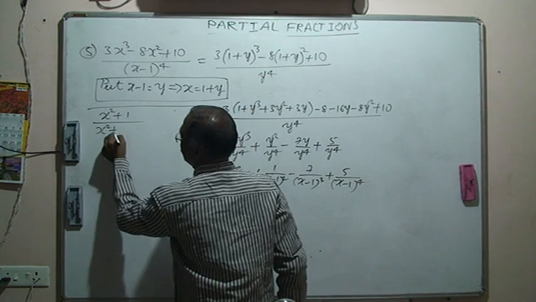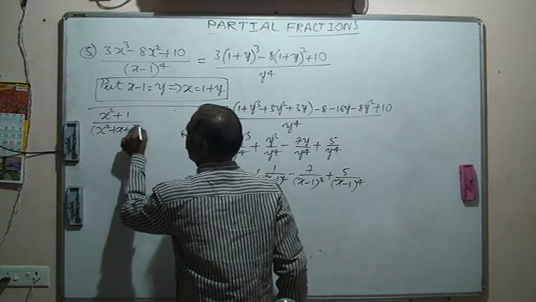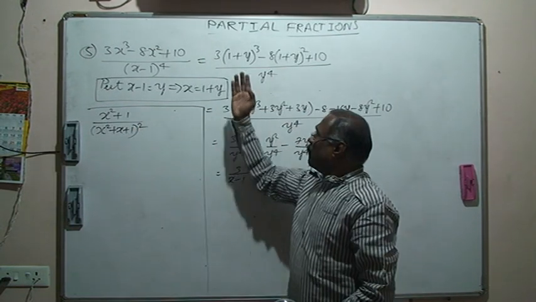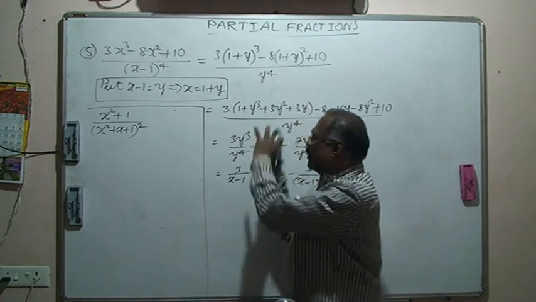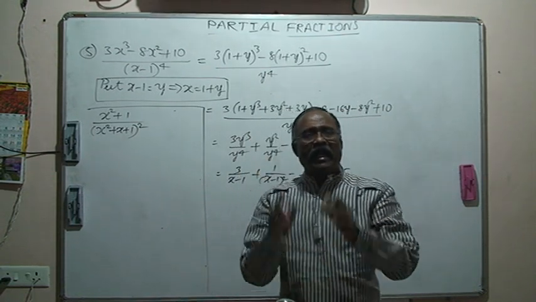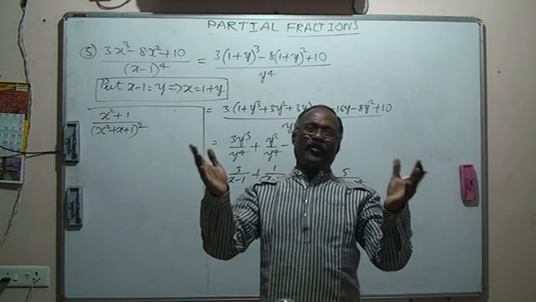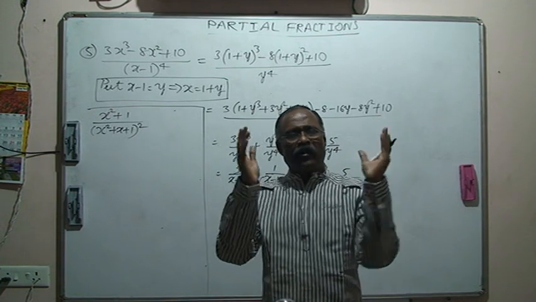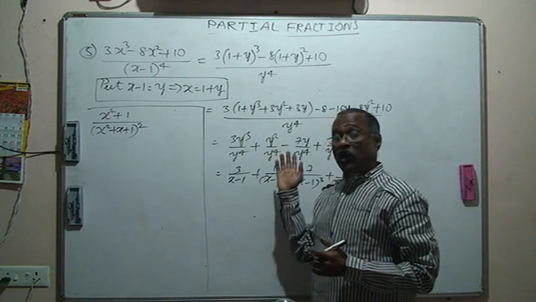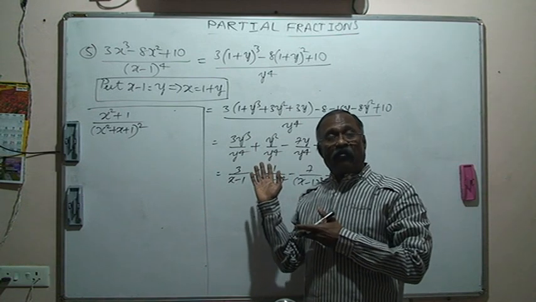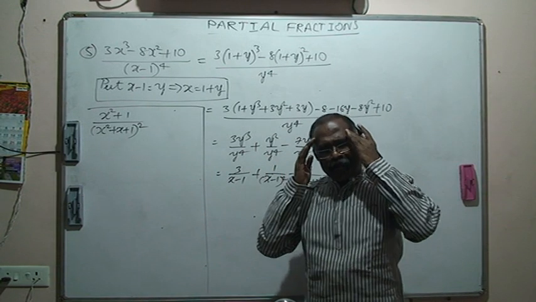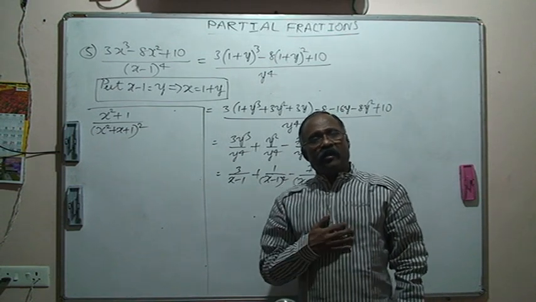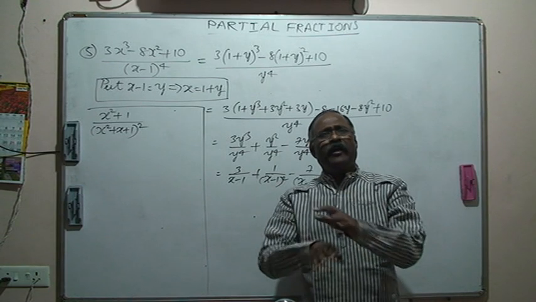x square plus x plus 1 whole square. What I'd like to tell you here is a very important thing. What is the purpose of doing all this? Splitting a given fraction into 2 or more than 2 fractions. That is our purpose. Whatever method you follow, whether the board method, the shortcut, or another method with your own talent or intelligence, finally it should be split into fractions.